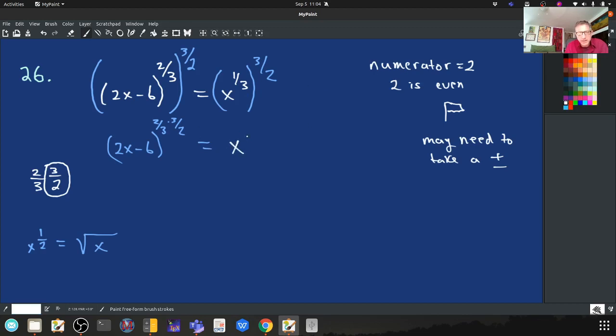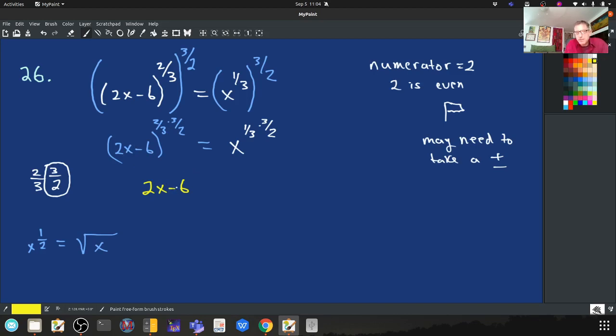This is x to the 1/3 times 3/2. So let's go ahead and simplify in terms of powers. This is going to be 2x minus 6. 3/2 times 2/3 is equal to 1. So I literally got rid of this power. This is just 2x minus 6 to the first power, which is 2x minus 6 outside of parentheses.